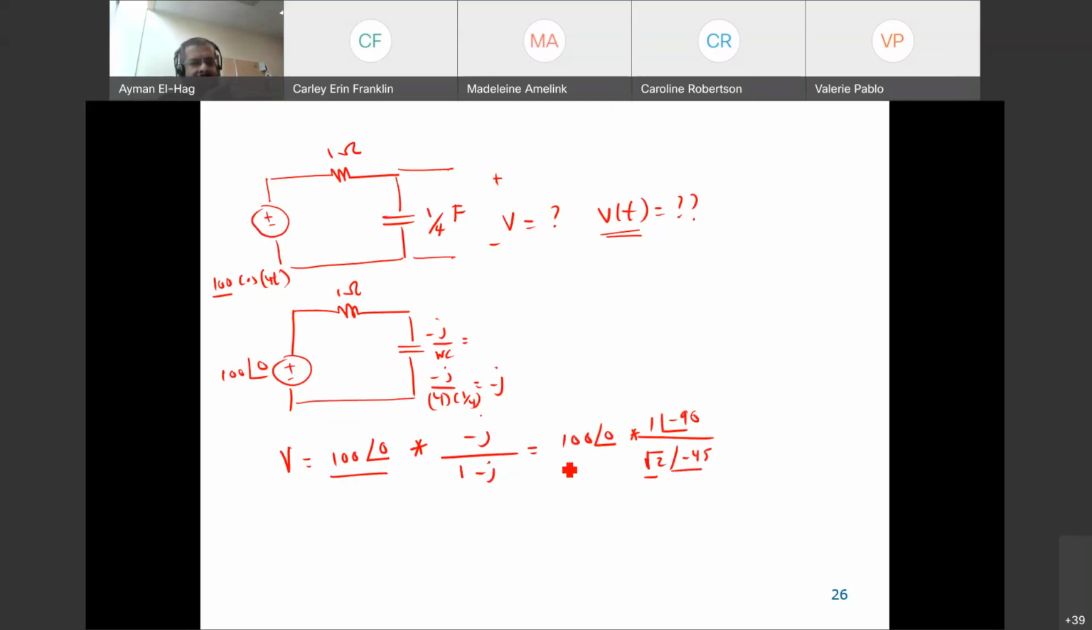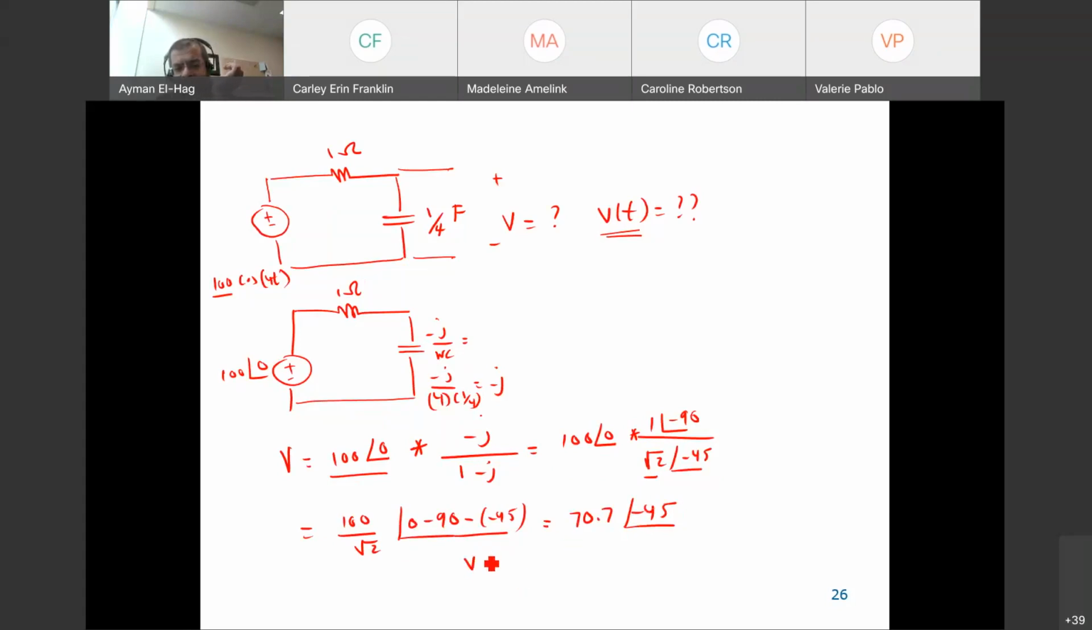We'll divide the magnitude, which is 100 divided by root 2, and for the angles, we add 0 and minus 90, and then subtract minus 45. So this is equal to 70.7 angle of minus 45. So this is your V as a phasor.